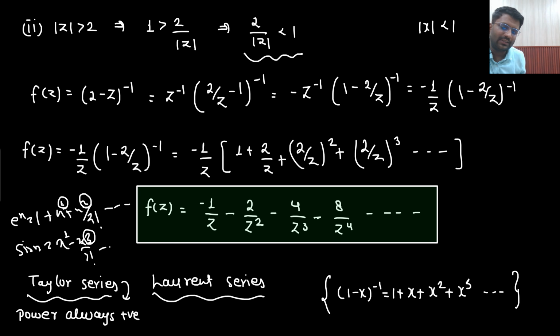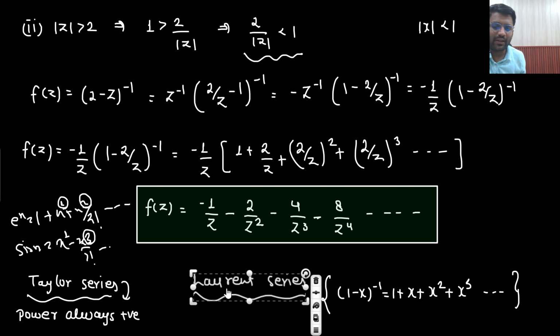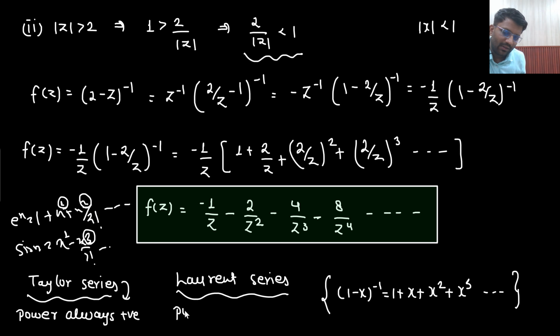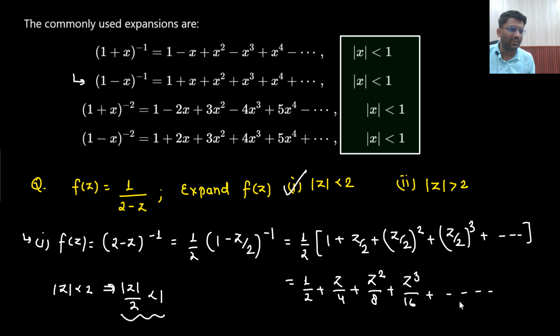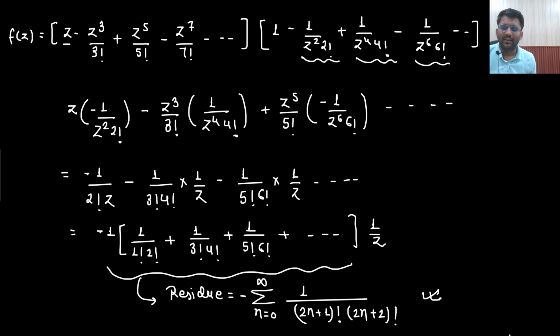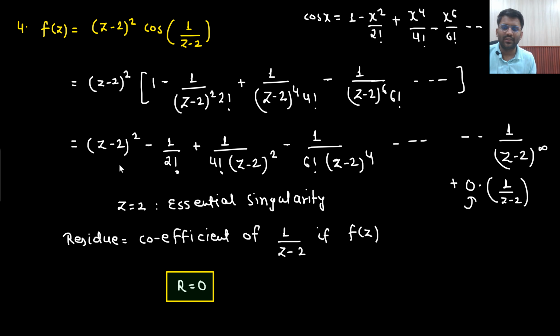And what is the meaning of Laurent series? The power could be positive as well as negative, both. So this is known as Laurent series. Like here there is negative power only, so this will also be known as Laurent series. Here there is only positive power, so this will be known as Taylor series. In this question, there is positive power as well as negative power. This is your f of z, no? So this expansion is known as Laurent series expansion.